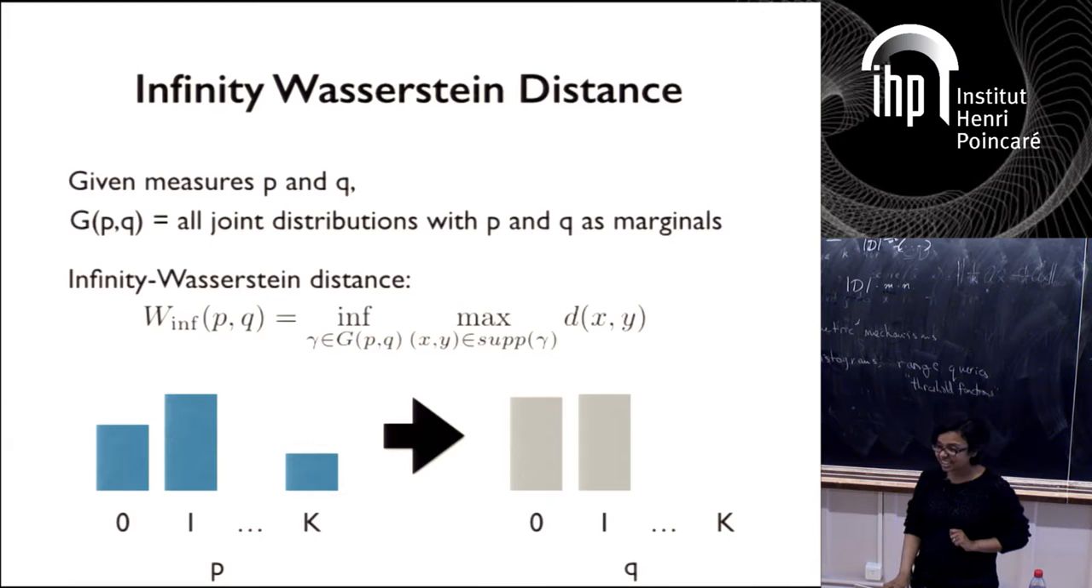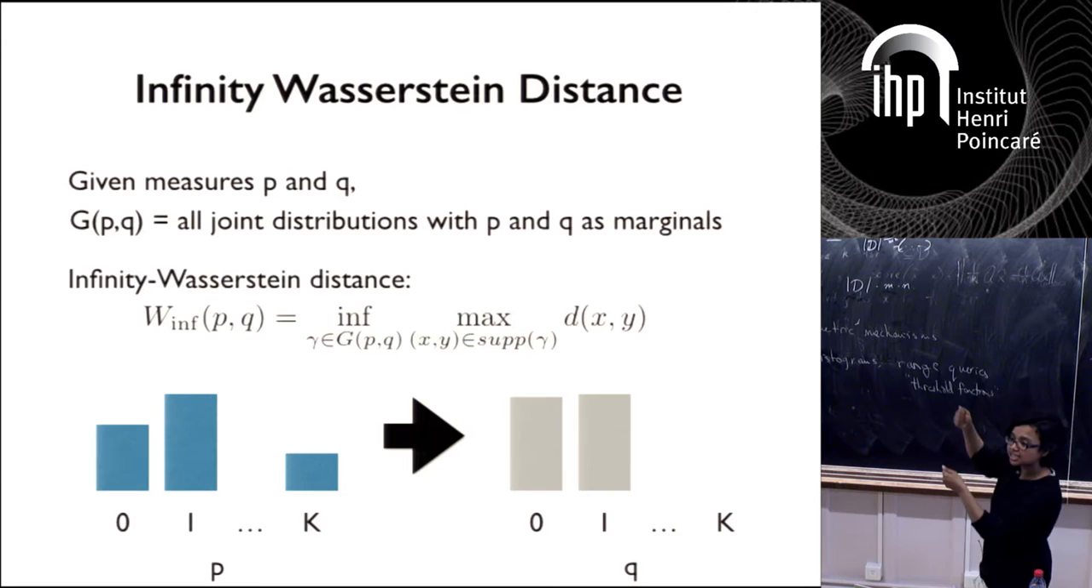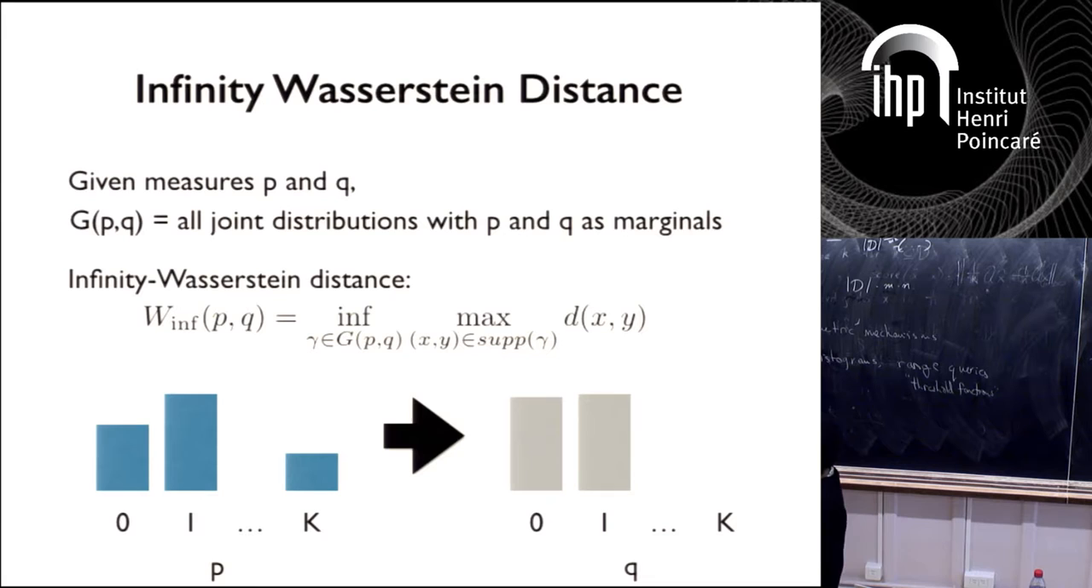X is distributed according to P, Y is distributed according to Q. So intuitively, what is going on is you have some distribution P and some distribution Q, and you're trying to move probability mass from P to Q, so that you transform P into Q. The maximum amount that you would move any probability mass, that is the Wasserstein distance. It is like Earth mover's distance, but Earth mover is the L1 version of this. This is the infinity version.